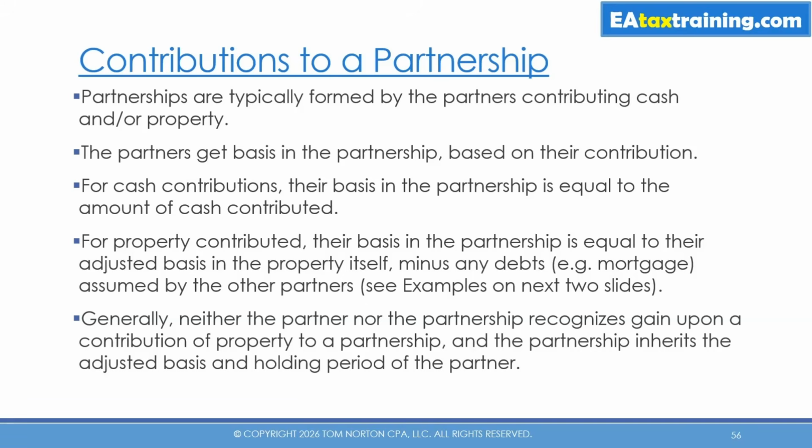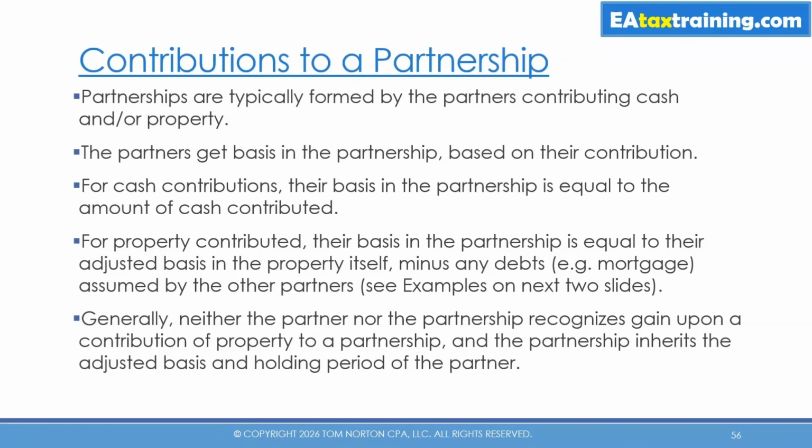Next, let's talk about contributions to and distributions from a partnership. As we said, partnerships are typically formed by the partners contributing cash and/or other property. And then the partners get basis in the partnership based on their contribution. For cash contributions, their basis is equal to the amount of cash contributed. For property contributions, their basis is equal to the partner's adjusted basis in the property, minus any debts assumed by the other partners. So we'll look at some examples.